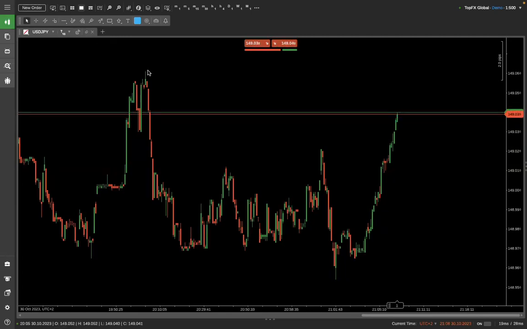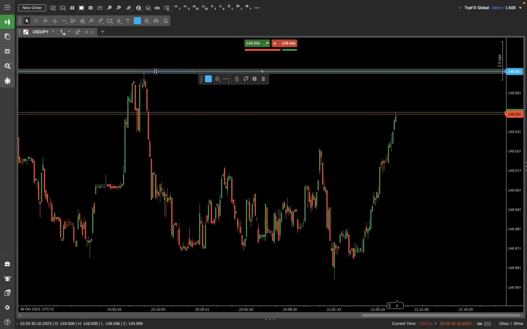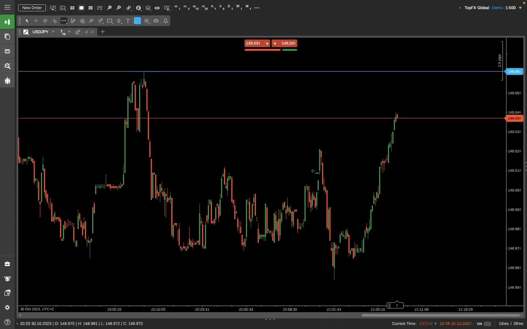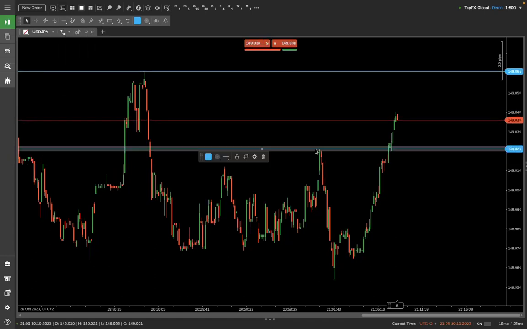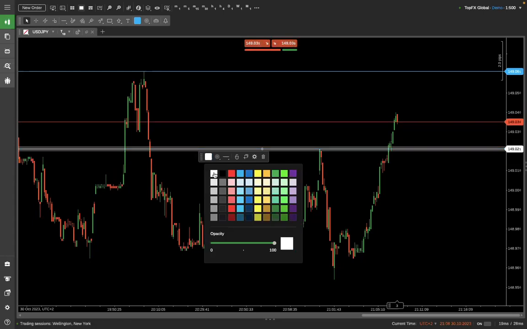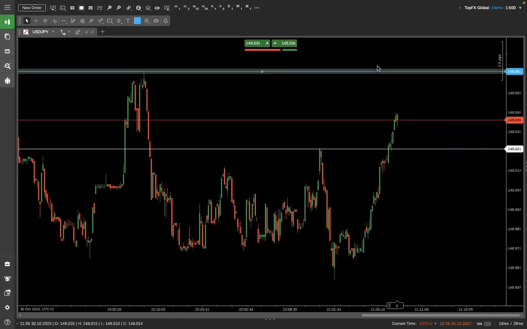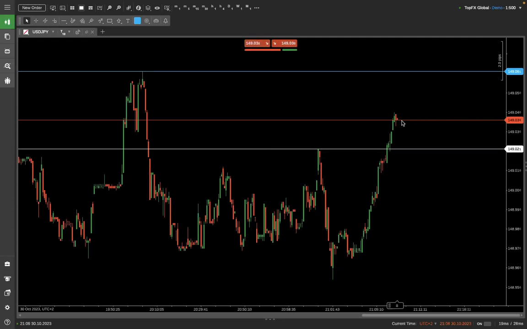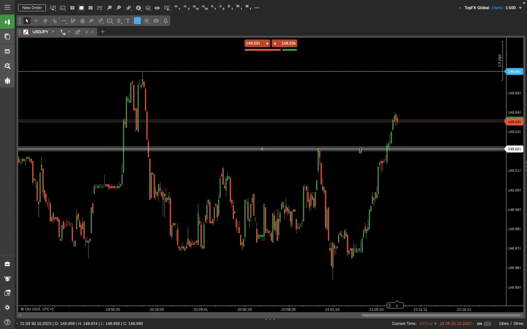We have, for example, this horizontal line here, the blue one on the chart, which is the resistance, and right now we have this other line. Let me make it white. Okay, white is support, blue is resistance. The red one is, of course, the current price, and it's very easy to spot where this level is located.